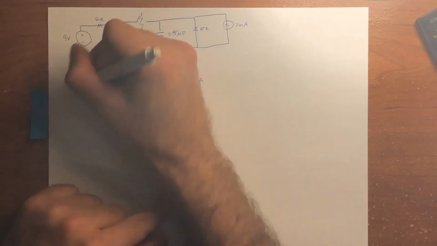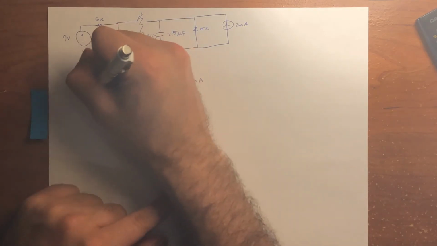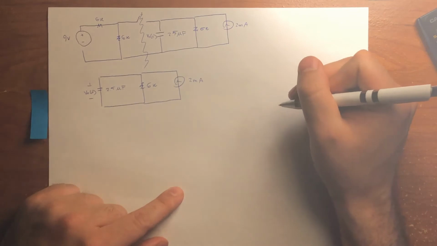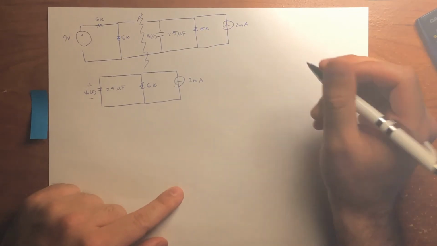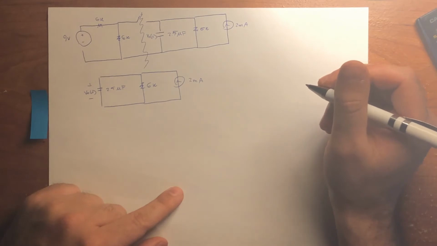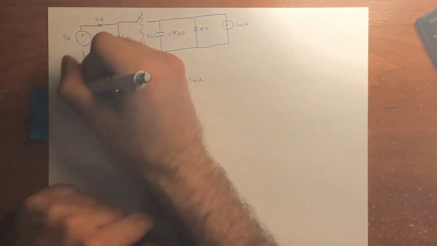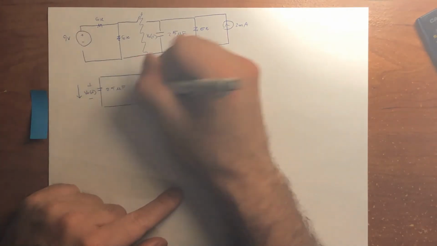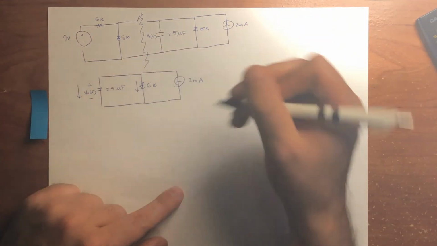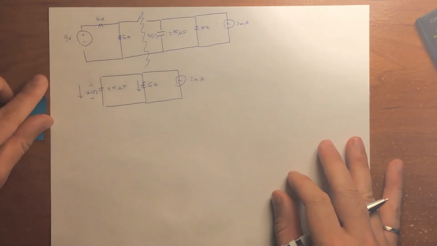Okay, so the voltage across the capacitor depends on time. So what we could do is apply nodal analysis and solve for V0(t). The current across the capacitor, you could say, is going that way, and the current across the resistor is going that way, and we could apply KCL, the nodal analysis.